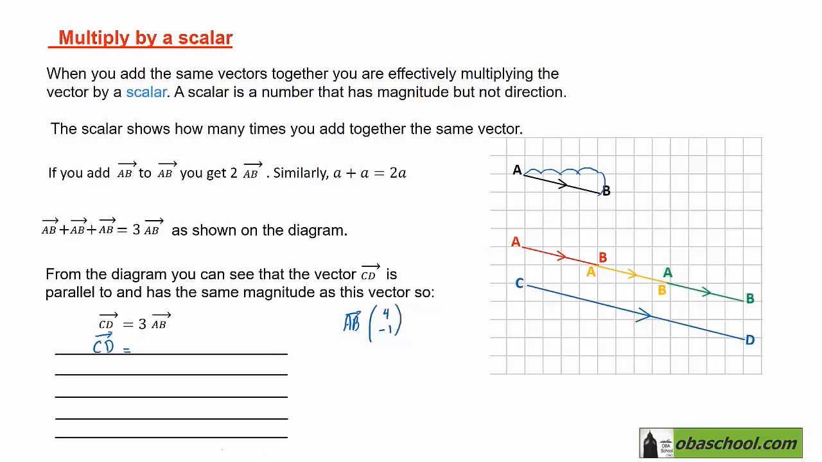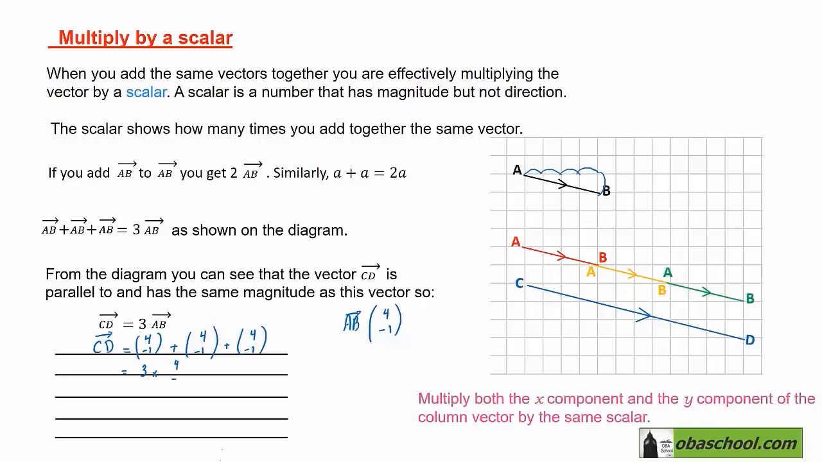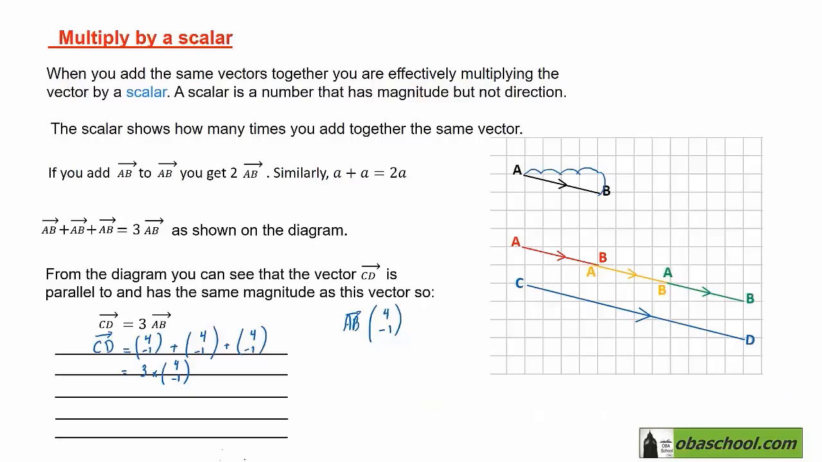Now we say that CD is equal to 3AB. So it is the components 4 and -1 plus also the components 4 and -1 plus also again for the third time the components of vector 4 and -1. Notice that we added them 3 times, and that is because CD is equal to 3AB vector. And so that would be 3 times the components of the column vector 4, -1.